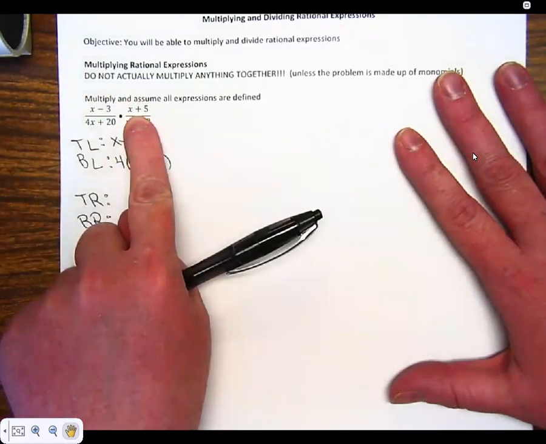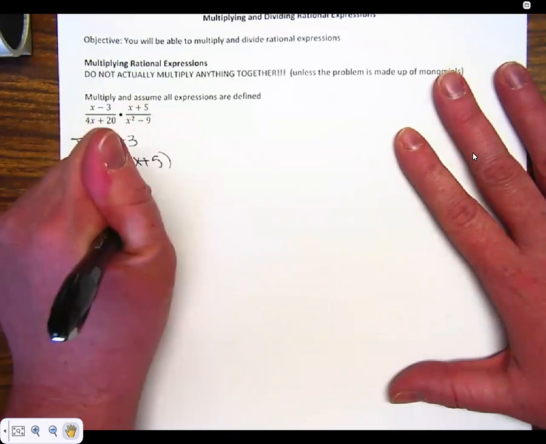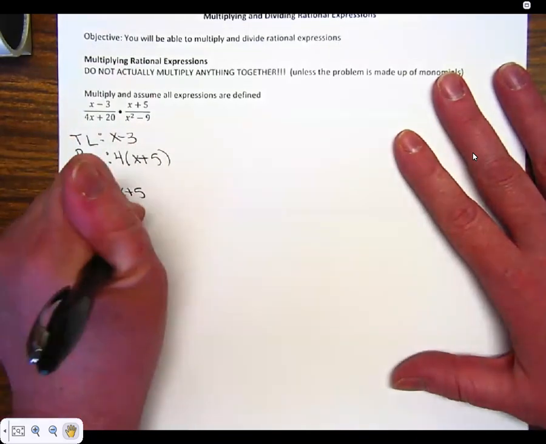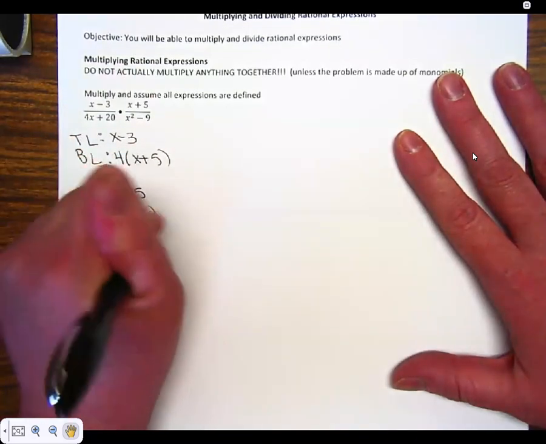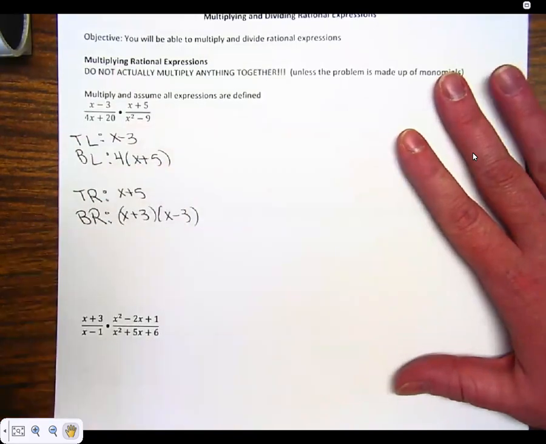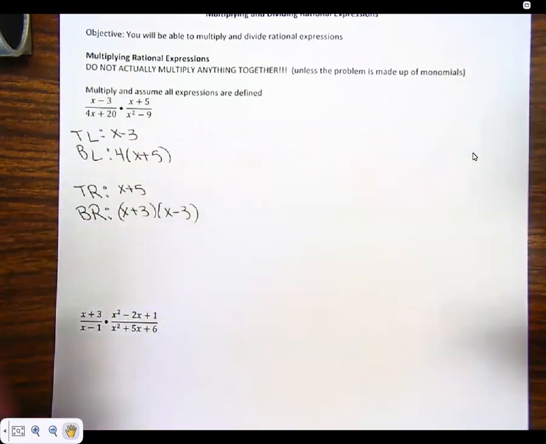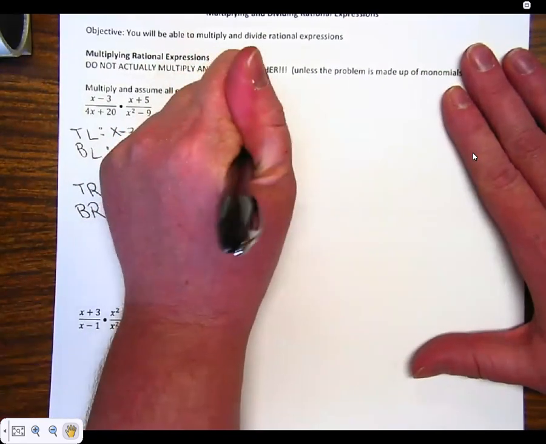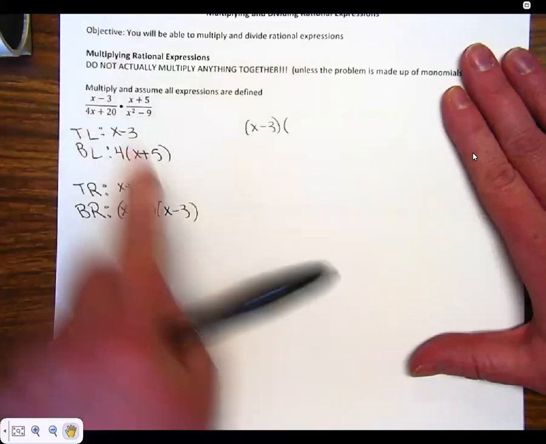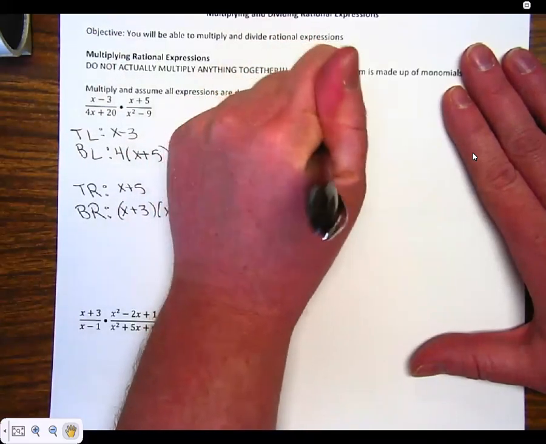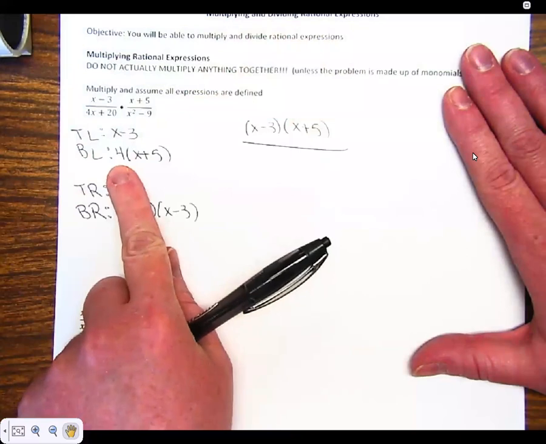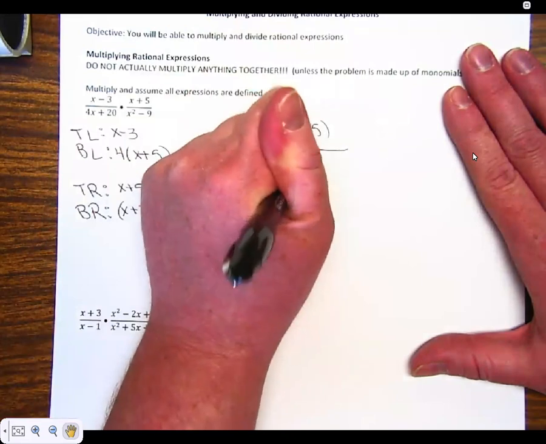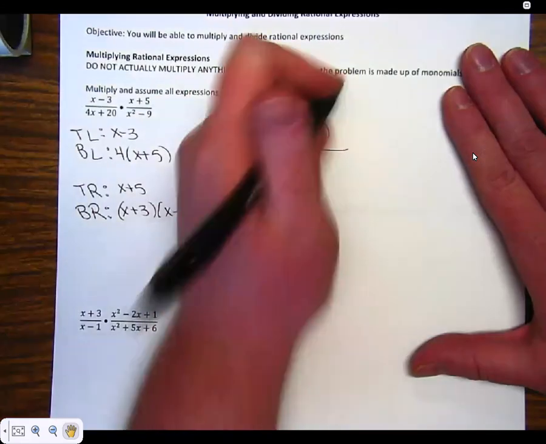Fine. Top right is x plus 5. That won't factor. Bottom right is x squared minus 9. X squared minus 9 is difference of squares. That'll factor. So then you got x plus 3, x minus 3. And then you want to set up all the tops together in a line and all the bottoms together in a line. So on the top, you got x minus 3 and x plus 5, each in their own little set of parentheses. On the bottom, you have 4, which you should write first, x plus 5. And then this one is x plus 3 and x minus 3.